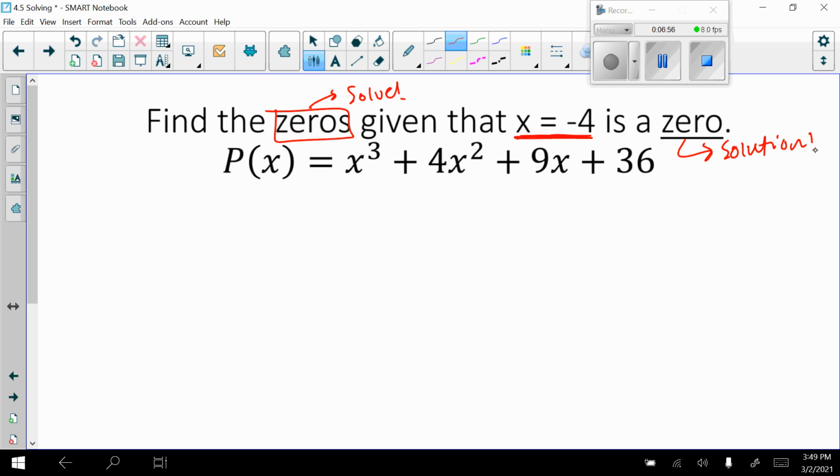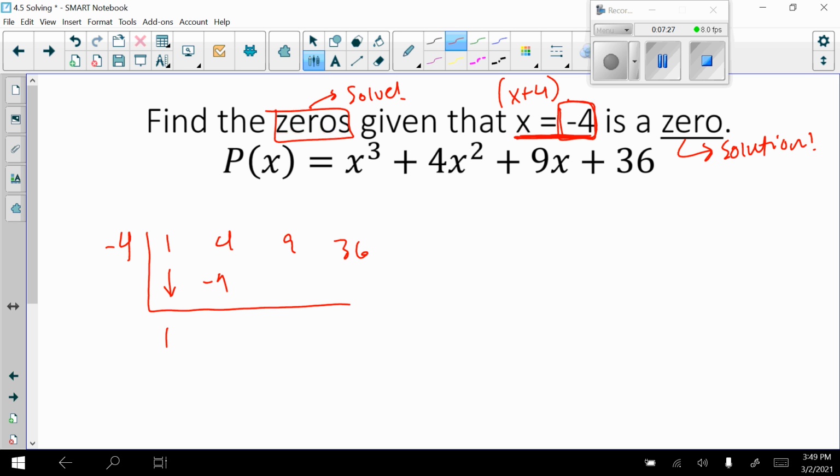So we can get this started the exact same way we would in the other problems if we were given a factor. We can just start by dividing. Except this time I'm just going to take the number that it gives me, right? I don't need to flip anything. Instead of giving me a factor like this, it's just given me the solution already. So I can get started just by dividing by this number, -4. Get my coefficients, that's 1, 4, 9, 36. So we can get rolling here. Multiply, add, multiply, add, and multiply, and add, and I get 0. Okay, that makes sense because this thing is a 0, meaning it's a solution, right? So it should divide evenly, all right?